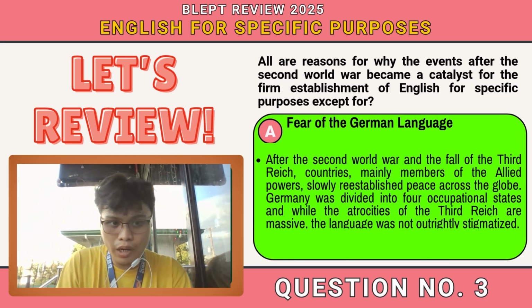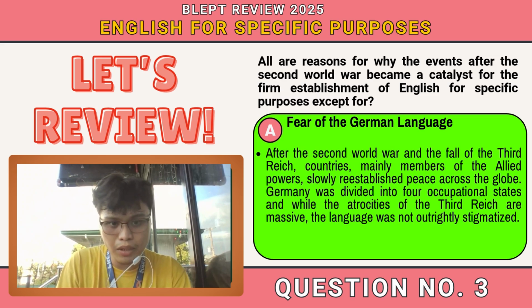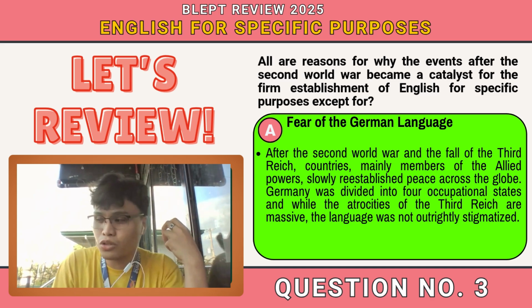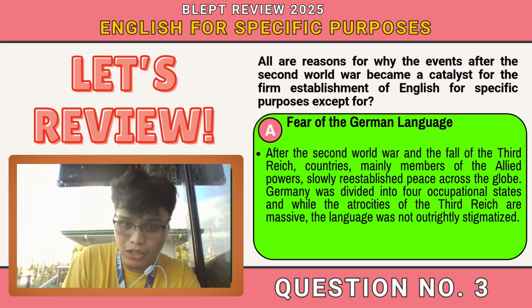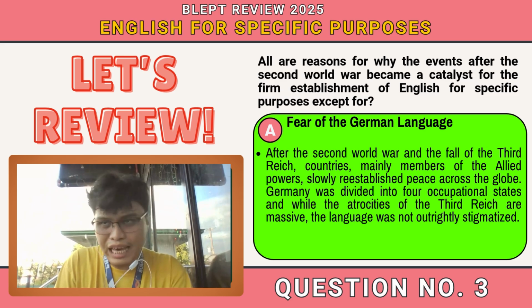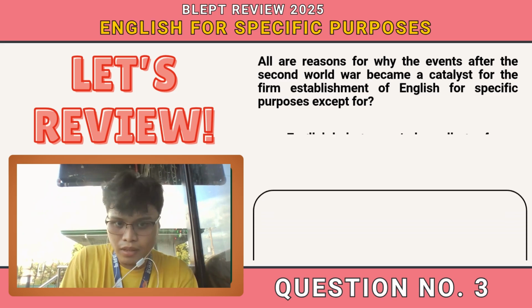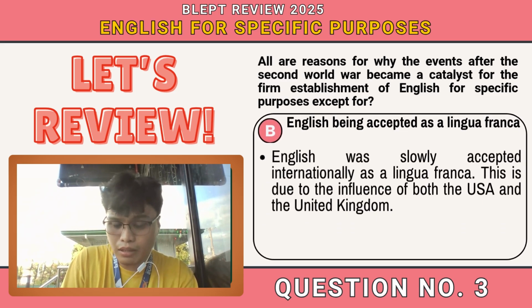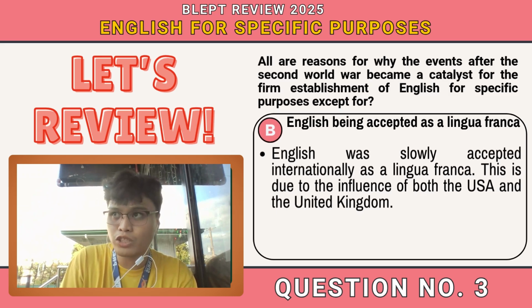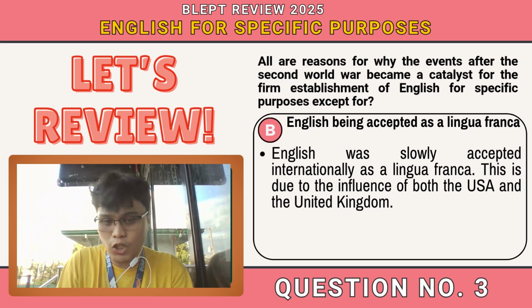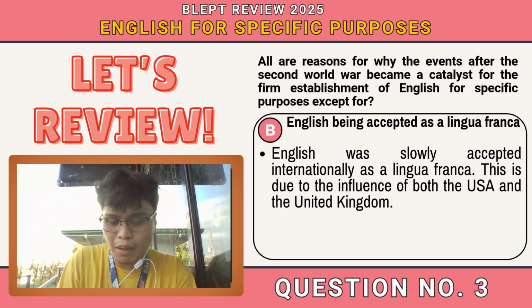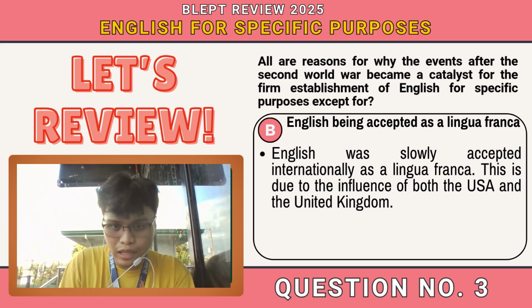So after the Second World War and the fall of the Third Reich, countries, mainly members of the Allied powers, slowly reestablished peace across the globe. But this isn't actually a contributing factor on why ESP was firmly established as a subject. So yes, the German language was not entirely stigmatized and it was not a contributing factor for the firm establishment of ESP. However, letter B, English being accepted as lingua franca since the influence of Allied forces, especially US and UK, became more prevalent. Of course, English becoming a lingua franca is indeed one of the catalysts for the firm establishment of ESP.